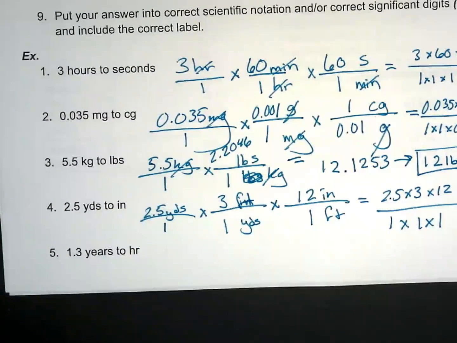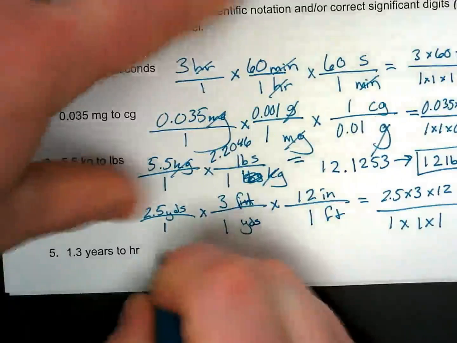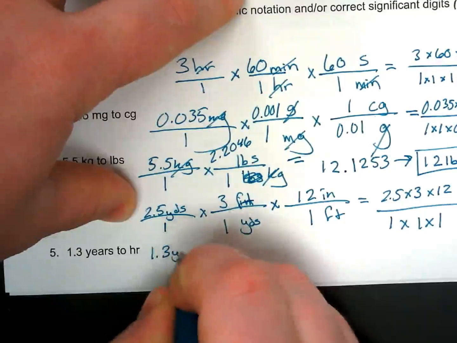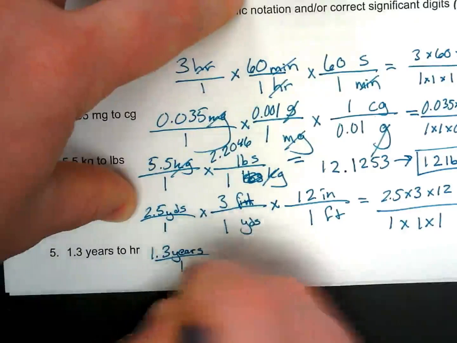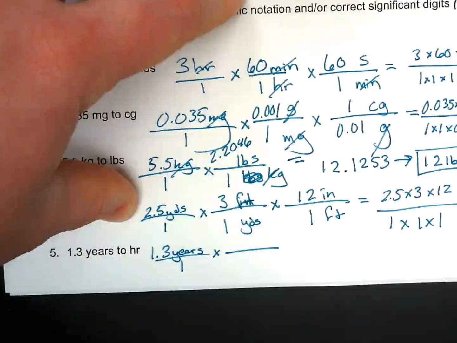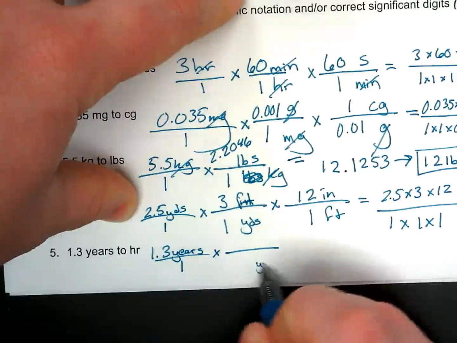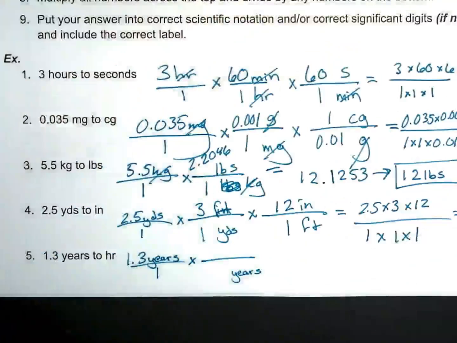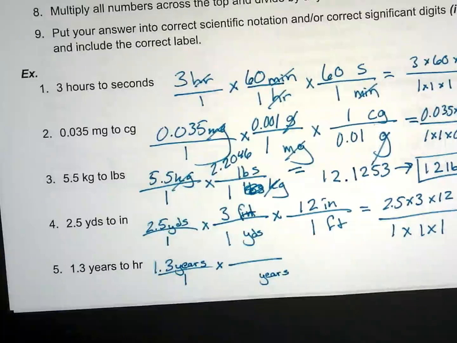Okay, 1.3 years to hours. So 1.3 years over 1, and I'm going to put years on the bottom. And let's see if my conversion factor, that's going to be time. Well, shoot, that kind of stinks. So this is one that we have to come up with on our own.